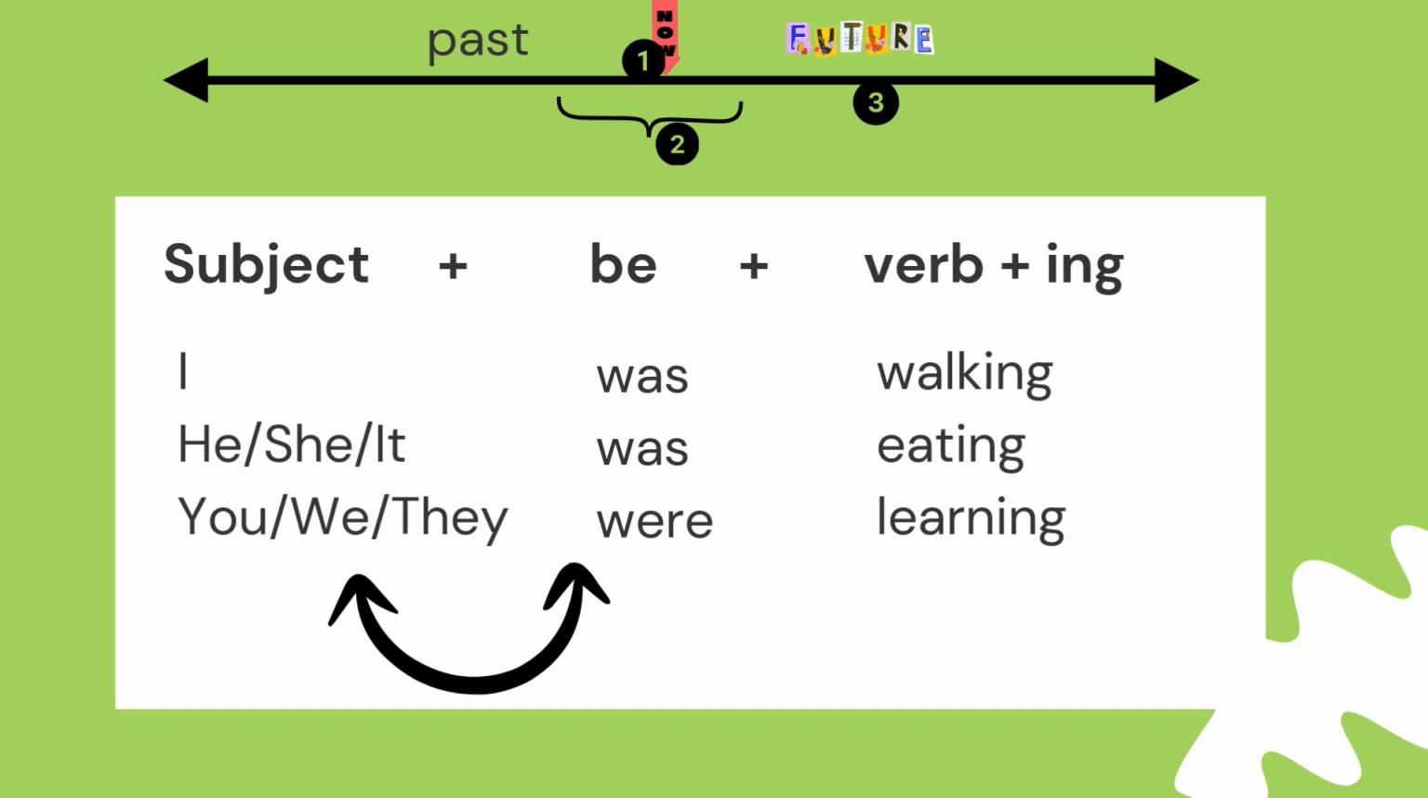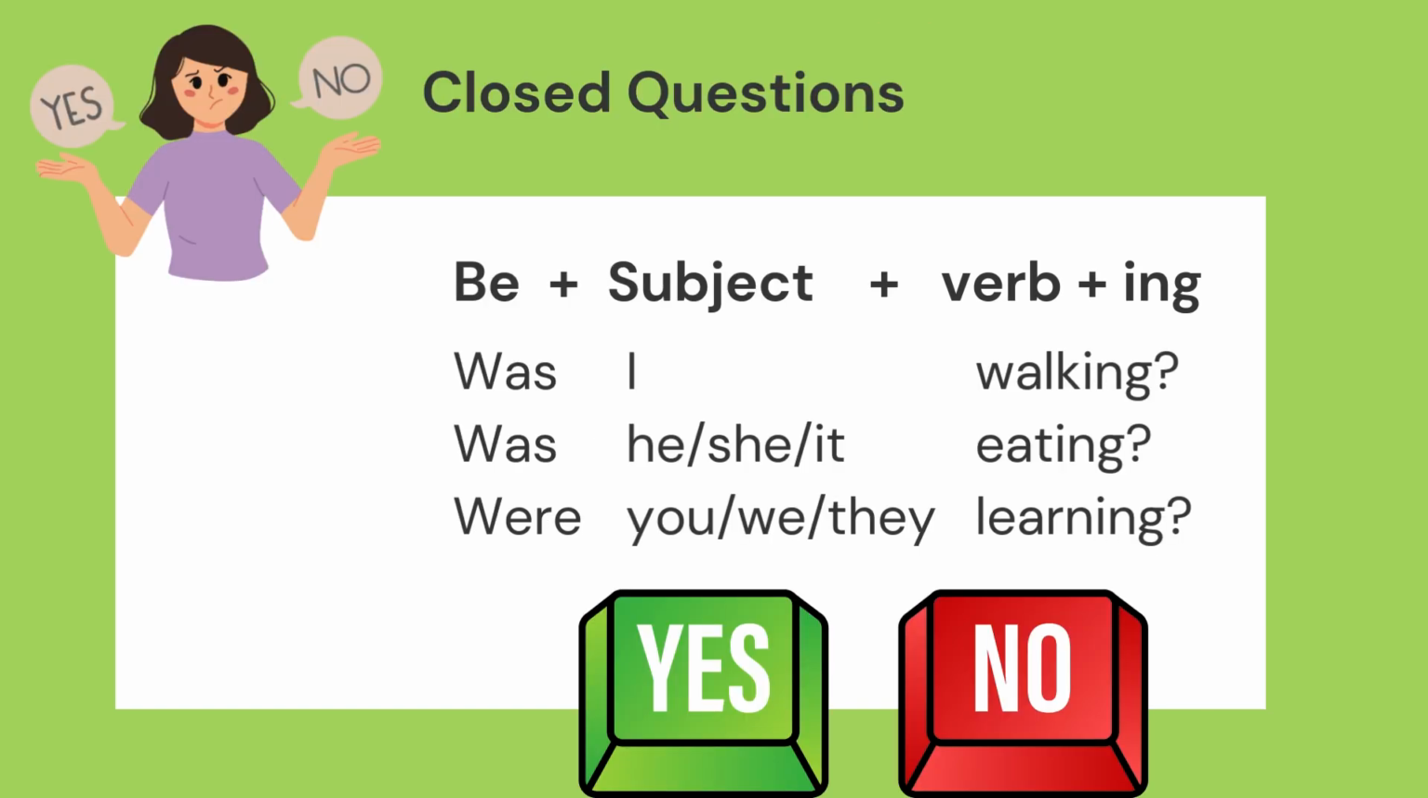Was he eating? Were you learning? Like this. Was I walking? Was he eating? Were you learning? And the answer is going to be yes or no. And these are called closed questions because the answers are yes or no.